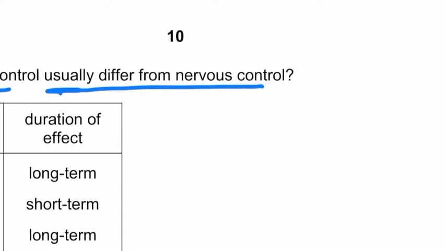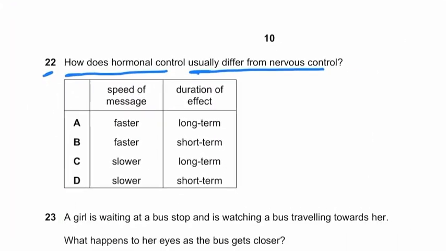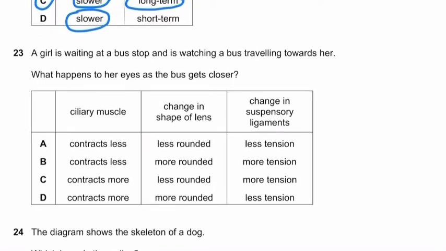So in the MCQ, the examiner asks, how does hormonal control usually differ from the nervous control? So guys, in case of hormonal control, the speed of message is slower and the duration of effect is long term. The answer is C. That was MCQ number 22. Let's move on to MCQ number 23.